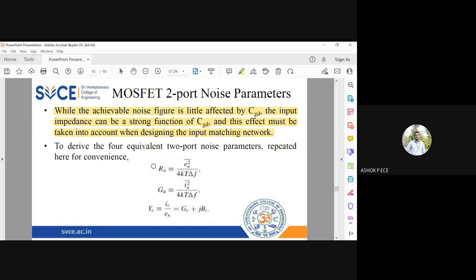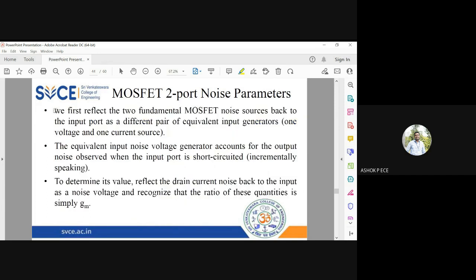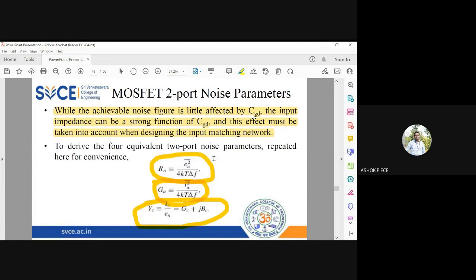We will take the noise figure expression from the two-port network parameters Rn, Gu, and Yc. Yc is the admittance, which is current by voltage. Admittance has two portions, conductance and susceptance. So Yc will be equal to Gc plus j into Bc. We are going to consider the noise expression using the first two expressions we have seen for the drain and gate, and these two are for any two-port network noise parameters.